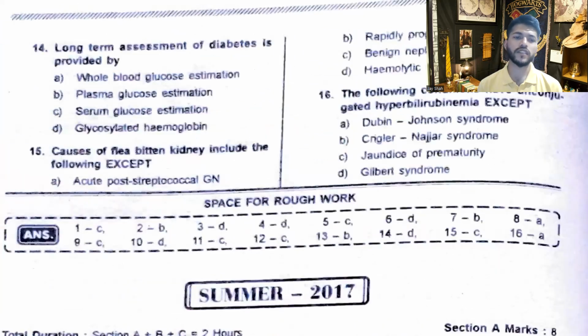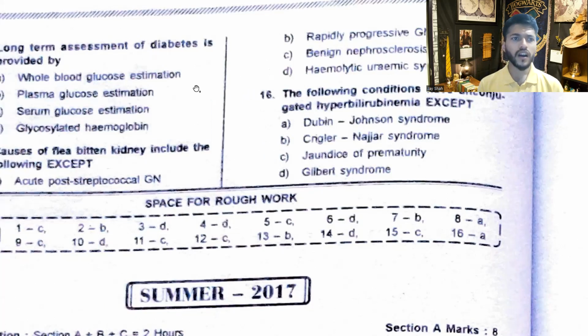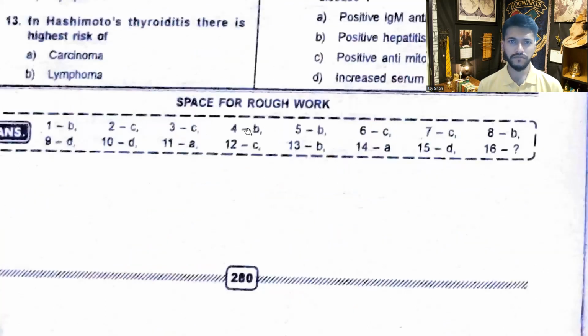Flea-bitten kidney seen in all except. See, again, it's a repeat question. Flea-bitten kidney means petechial hemorrhages will be there. You will have acute post-streptococcal glomerulonephritis, yes. RPGN, yes. Hemolytic uremic syndrome, yes. HUS, TTP, immune thrombocytopenic purpura, it is seen with these. Benign nephrosclerosis, no. You'll have a small contracted granular kidney. Long-term assessment of diabetes is provided by glycosylated hemoglobin. So we are done with that.